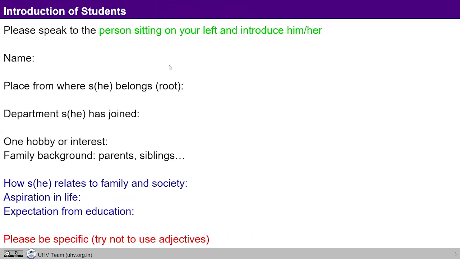And then we can allow the students to share about themselves. And Rajul Bhaiya's attempt has always been that in place of the students sharing about oneself, if we try to get to know each other, it's better to share about the other. So maybe one student can share about the student sitting on the side. One can share the name, the place from where the student belongs, the department, one hobby of interest, the family background, and how he or she relates to the family and society, or the aspirations in life, expectations from education. Certain things like this can be shared.